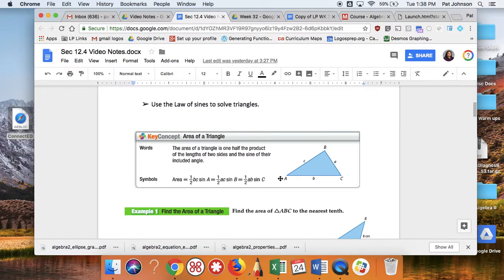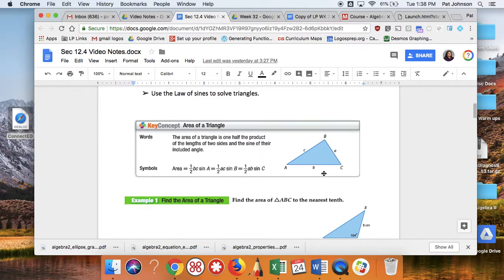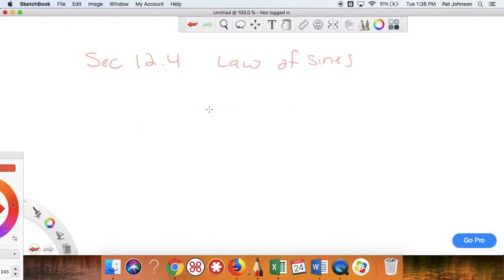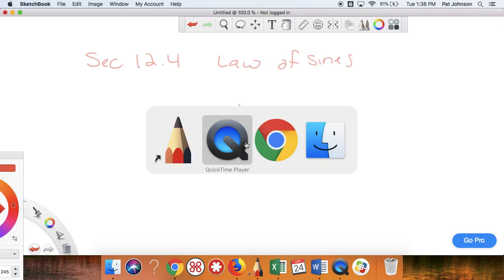So we have this triangle, ABC. The area of a triangle is 1/2 of the base times the height. So we make a height down from B to E. They don't show you the triangle, but basically, let's draw this out. We have a triangle.